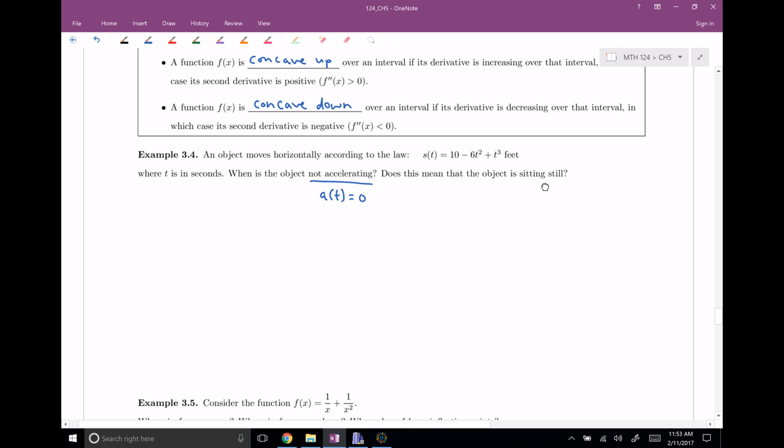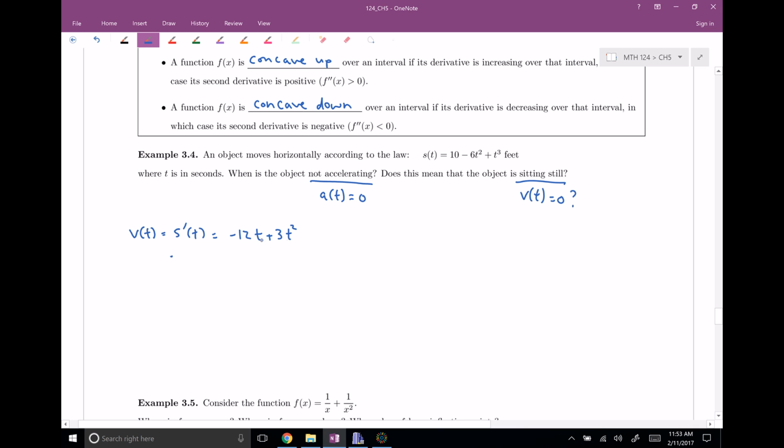So this is talking about velocity. Is velocity equal to 0? Because if velocity was equal to 0, then it would be just sitting still. Okay, so the first thing, I need to calculate acceleration. Like we've seen, acceleration is the second derivative. So velocity is going to be the first derivative of position, and that's going to be negative 12t plus 3t squared.